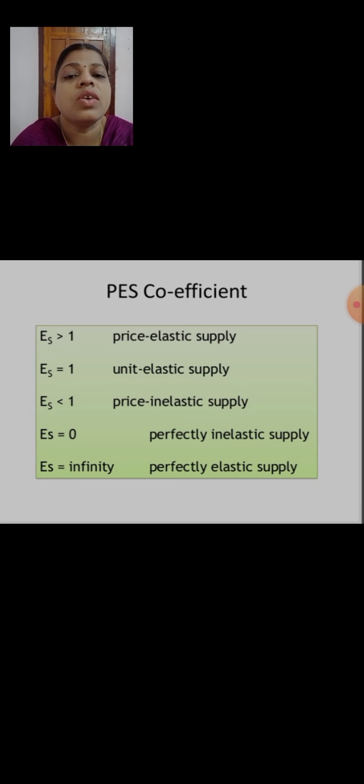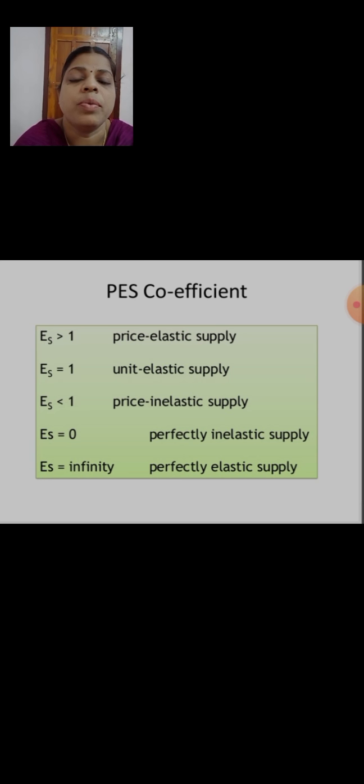Whereas elasticity less than 1 means it is price inelastic supply. Price inelastic means the percentage change in the supply is less than the percentage change in the prices. So we can say that it is inelastic in nature. Once again, elasticity less than 1 means the percentage change in the supply is less than the percentage change in the prices.